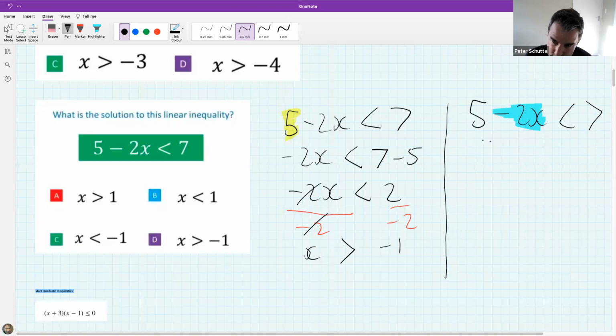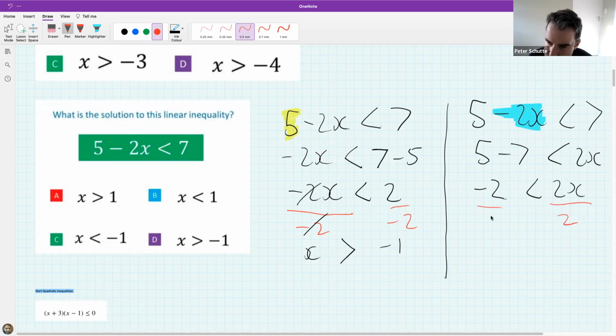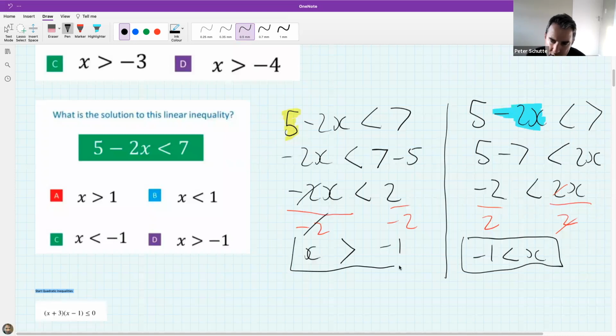The other way of doing it is if I bring the 7 to this side and I bring the 2x to the other side, then I would get that. Then I would get -2 is less than 2x. I would divide both sides by 2. And I would get -1 and I get x, which is the same answer because the big mouth is pointing towards the x. And so the good news is no matter what method you do, you should get that answer. And which option is that? The answer should be D.